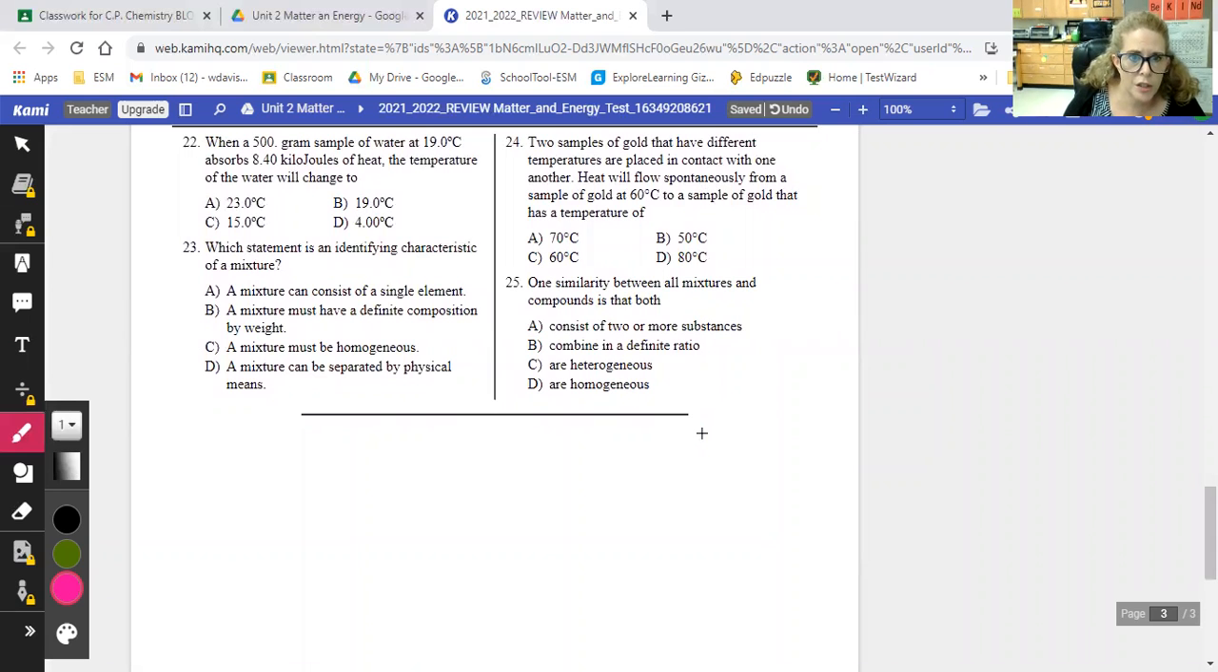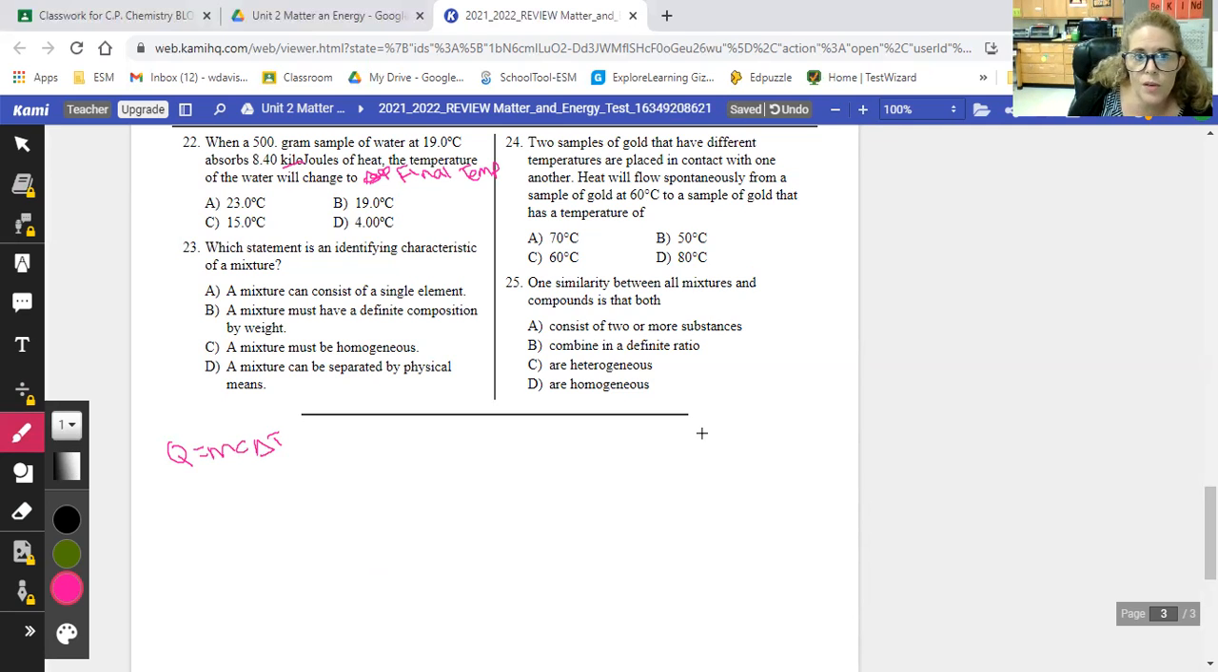All right, so number 22, we have a 500-gram sample of water at 19 degrees and it absorbs 8.40 kilojoules of heat. The temperature of the water will change too. So it looks like I'm solving for the change in temperature or the final temperature. Which one? It's going to be the final temperature. So I'm just going to do this down here at the bottom, right? Because I need to do my Q equals MC delta T, right?